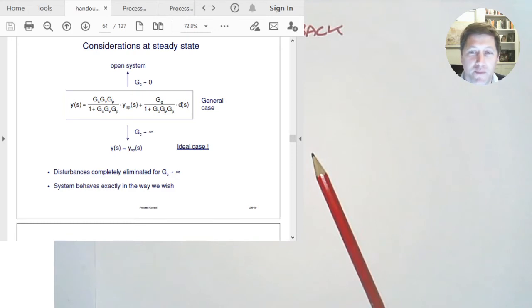What more do we want? So you can see that the more powerful the controller, the higher its gain, there's an attraction to that. Theoretically, an infinite gain would be perfect. You'd get the output equal to the set point very quickly. Why is real life not like that?